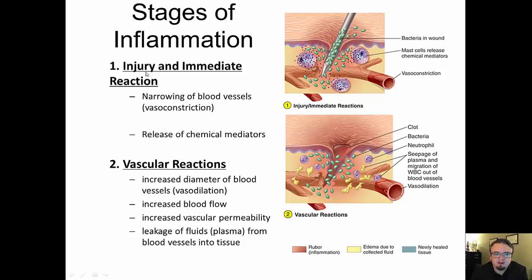And when that first happens, you've got injury, and the body is going to respond in a knee-jerk fashion. And what's happening here is when this piercing event takes place, cells that line the tissue, these cells here are called mast cells, they're going to immediately release chemicals that are going to cause a response in that area. So it's very much like a knee-jerk reaction. And one of the first things that's going to happen is that the blood vessels in that area are going to constrict, and we call that vasoconstriction. So it's a narrowing of the blood vessels.